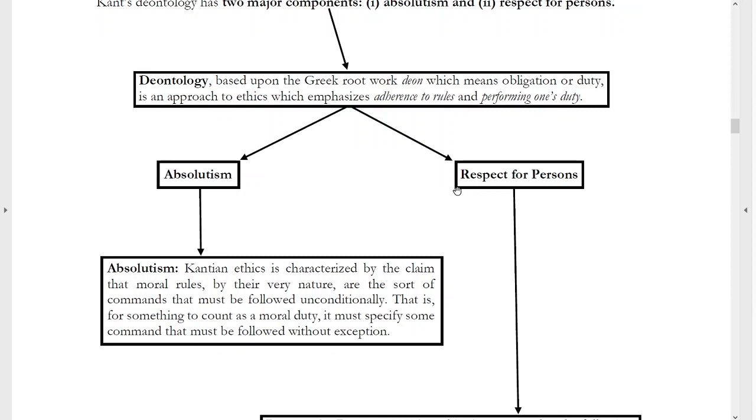So I bring this example up because it shows how these two components interact. In large part, one of the reasons why there are certain absolute moral prohibitions is because those moral prohibitions are required to show the proper respect for persons.